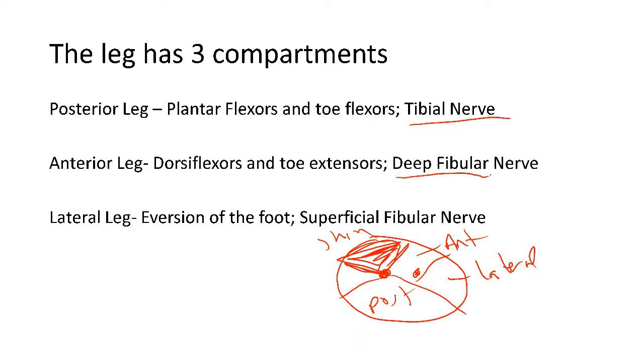Remember that the common fibular comes down to the knee and splits into the deep fibular and the superficial fibular. The deep fibular goes long, it goes to the anterior compartment. The superficial fibular just comes down the lateral leg, and the muscles of the lateral leg are all about eversion of the foot.